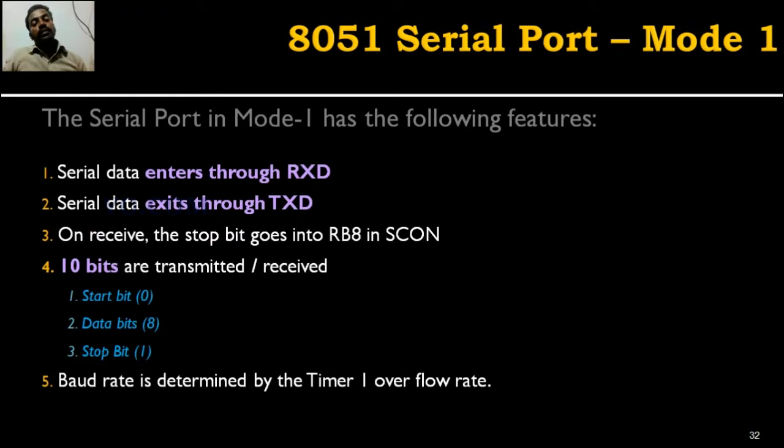The serial port in mode 1 has the following features: serial data enters through the RxD line, and serial data exits through the TxD line. On receive, the stop bit goes into RB8 in the SCON register. So 10 bits are transmitted or received: start bit, data bits, stop bit. One start bit, one stop bit, and 8 data bits. Baud rate is determined by the timer 1 overflow rate.